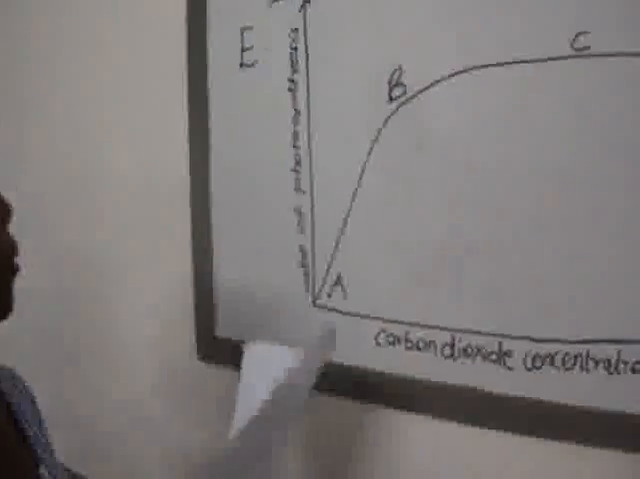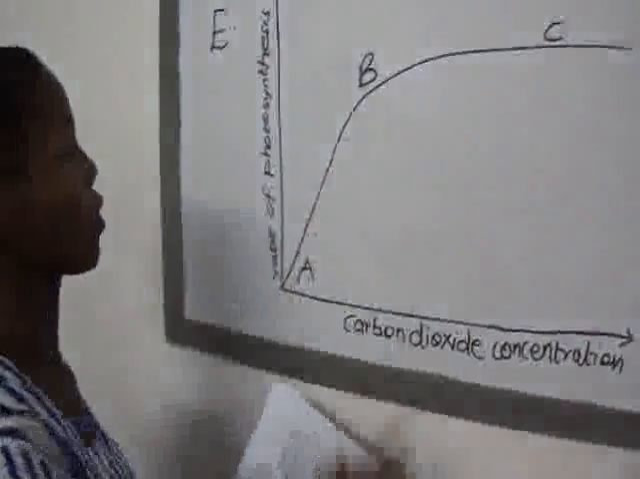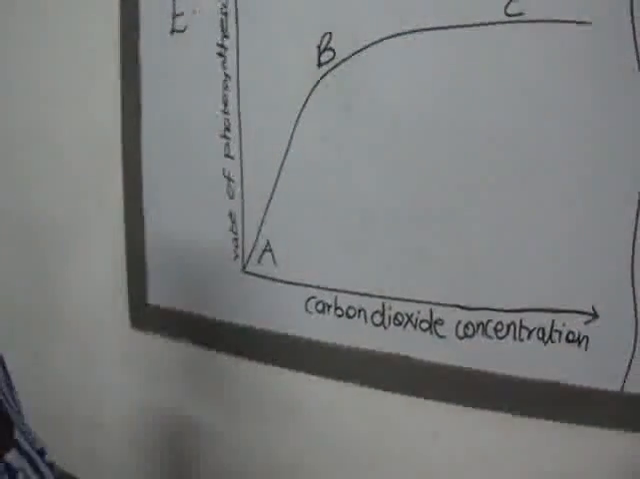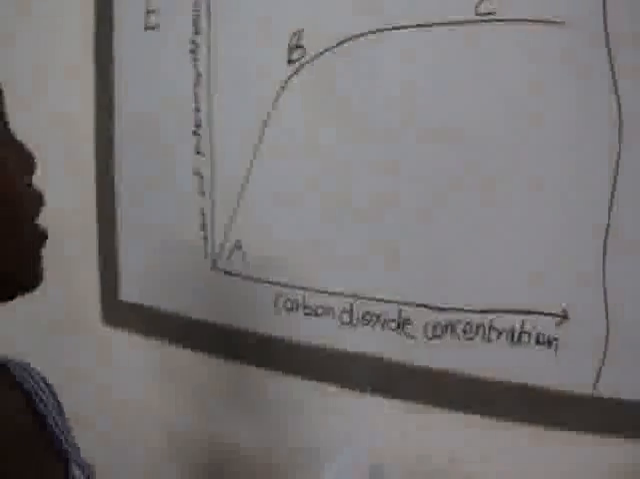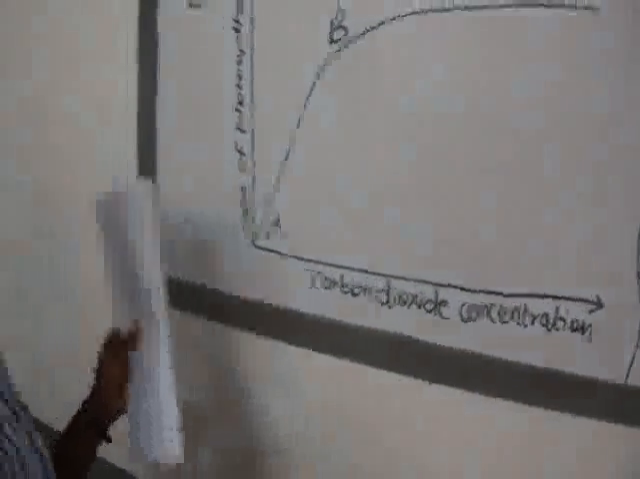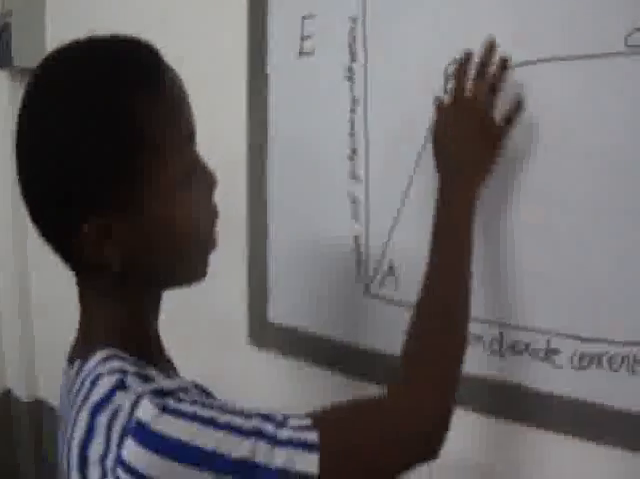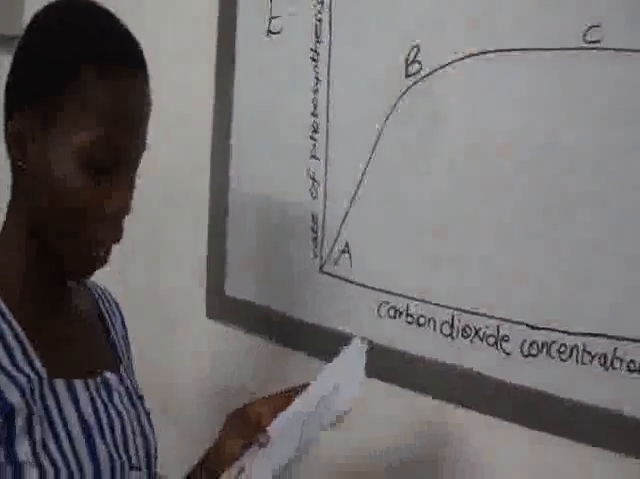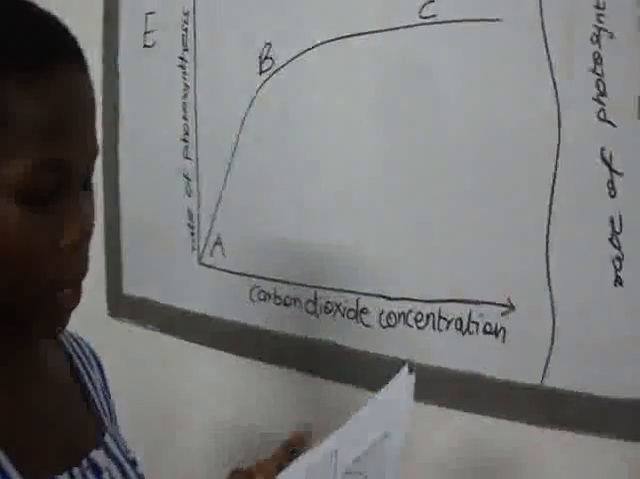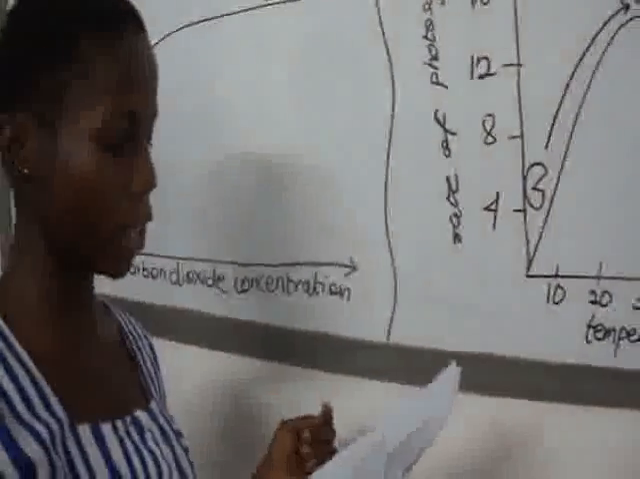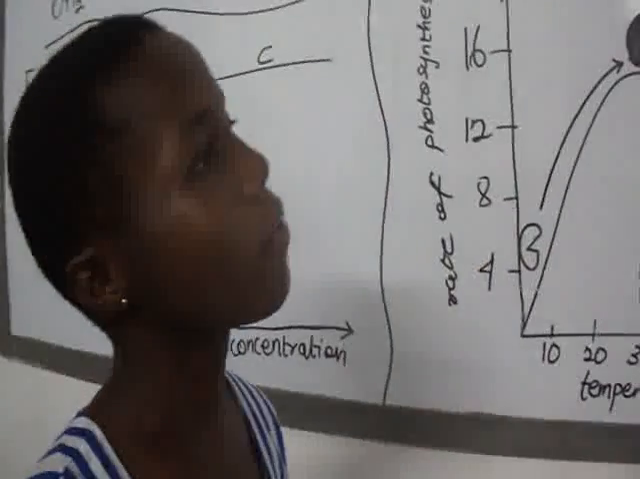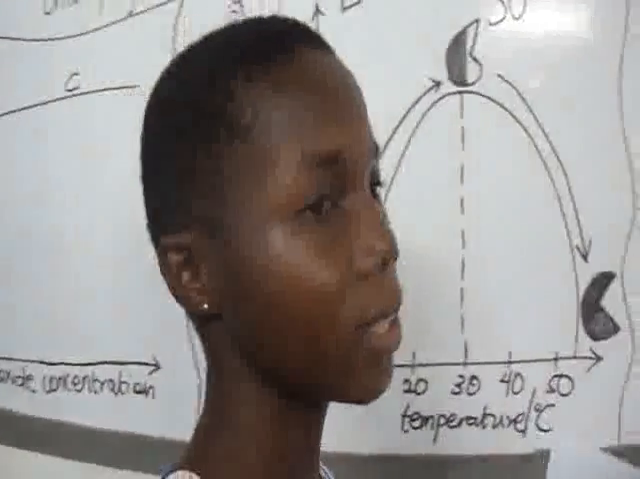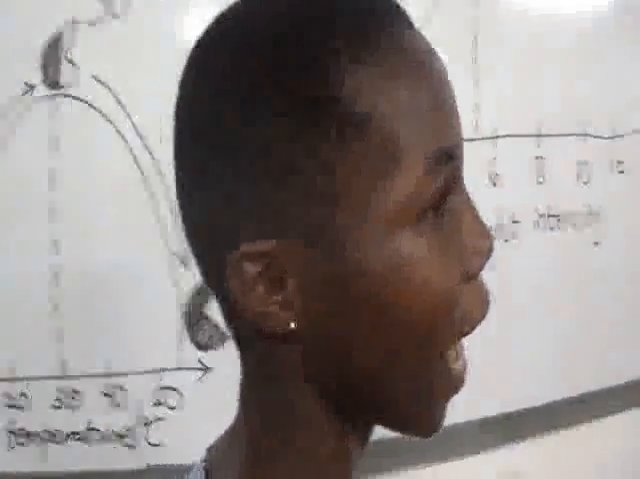Gradually, this rate falls off, and at a certain carbon dioxide concentration, the rate of photosynthesis remains constant. That is from B to C, from this graph. Here, a rise in carbon dioxide levels has no effect on the rate of photosynthesis, as the other factors such as light intensity and temperature are now the limiting factors.